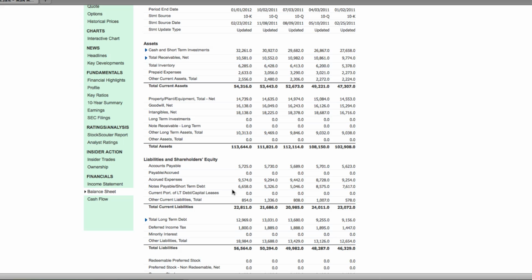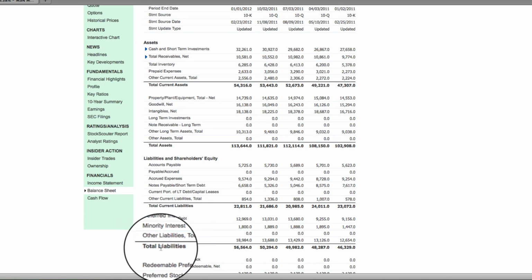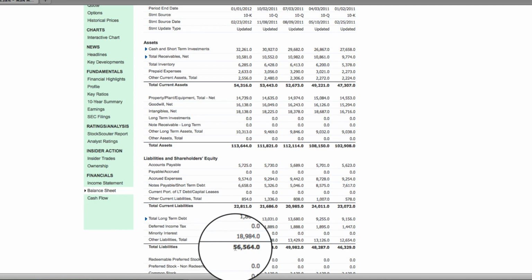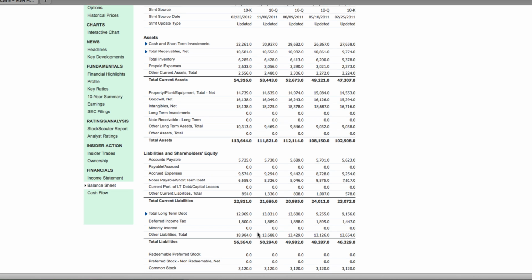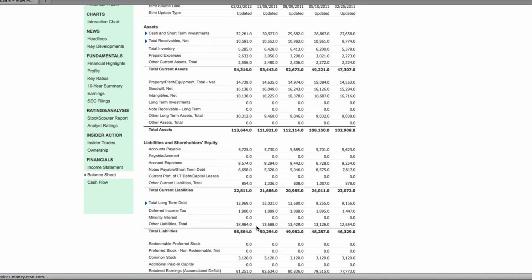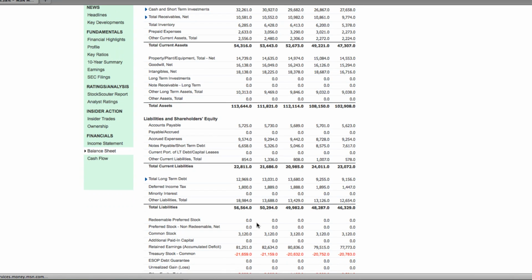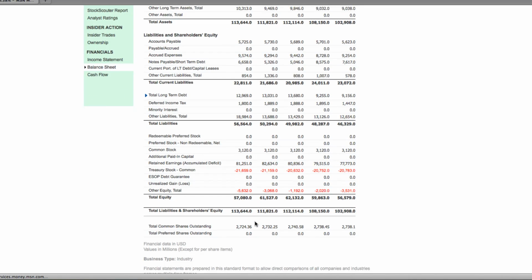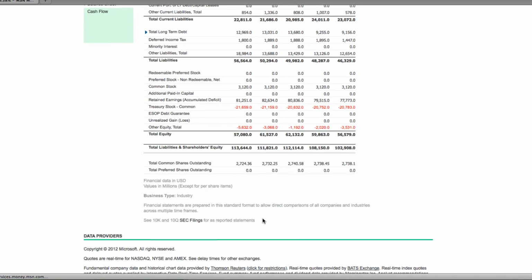As we go down, we can see the total liabilities right here, which is $56 billion. So just looking at that, we can see the total assets are almost double what the liabilities are. And that's a good thing. So if you keep scrolling down, as you get down to the bottom, the important number on the balance sheet is down at the bottom, which is the total equity.